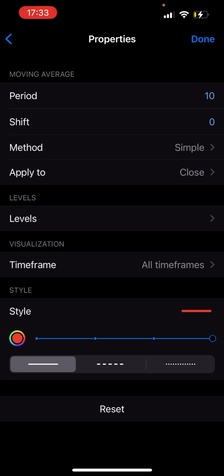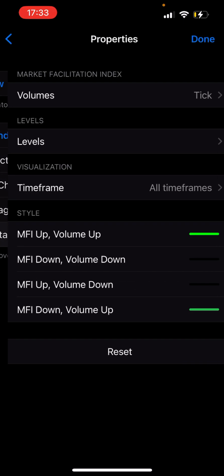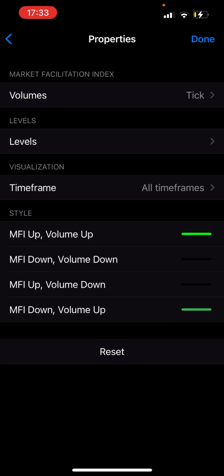As you can see, the period is 10, shift 0, method simple, apply to close. For the style, you use 4 pixel, color red. Then you click done. The last indicator is the Market Facilitation Index. The volume, set it on tick. Levels, you just ignore the levels; we're not adding any levels. For MFI up, for volume up, you use green. MFI down, for volume down, use black. MFI up for volume down, use black. MFI down for volume up, use green. Then you click done.